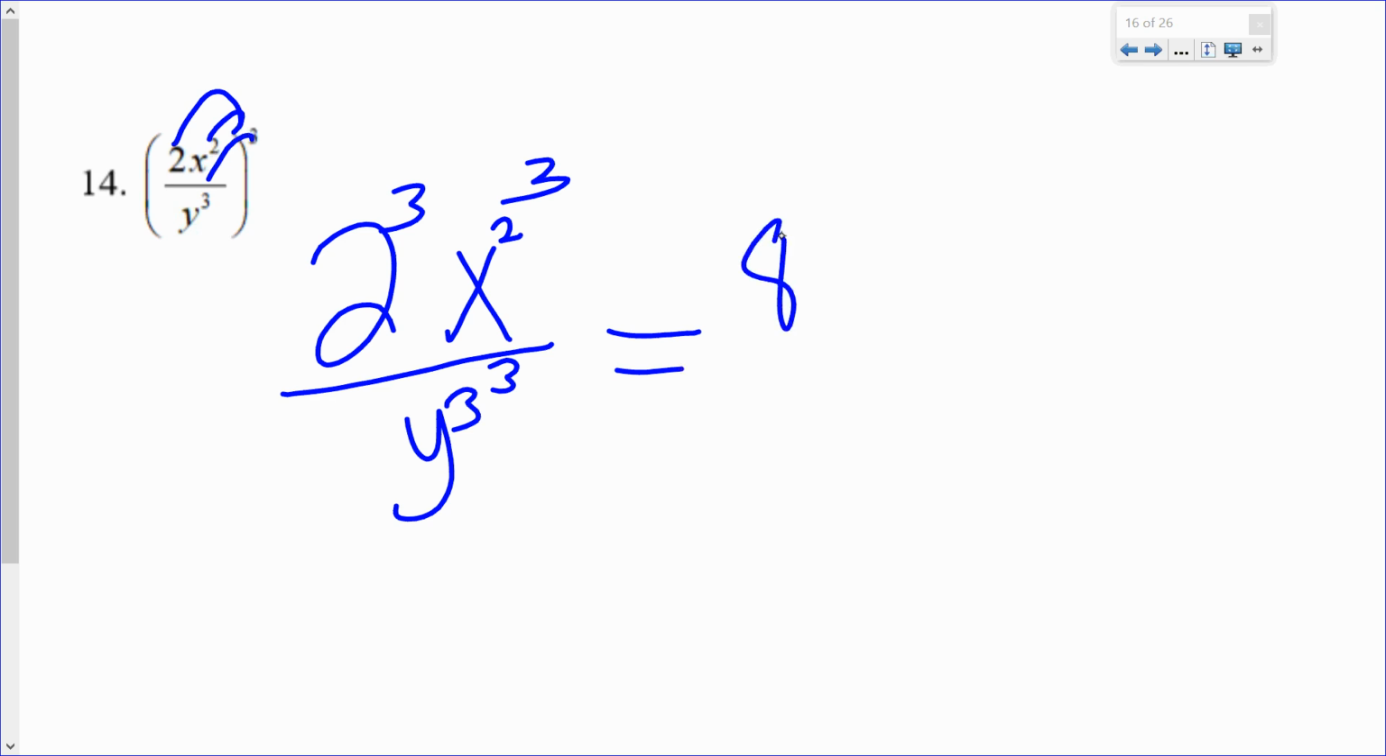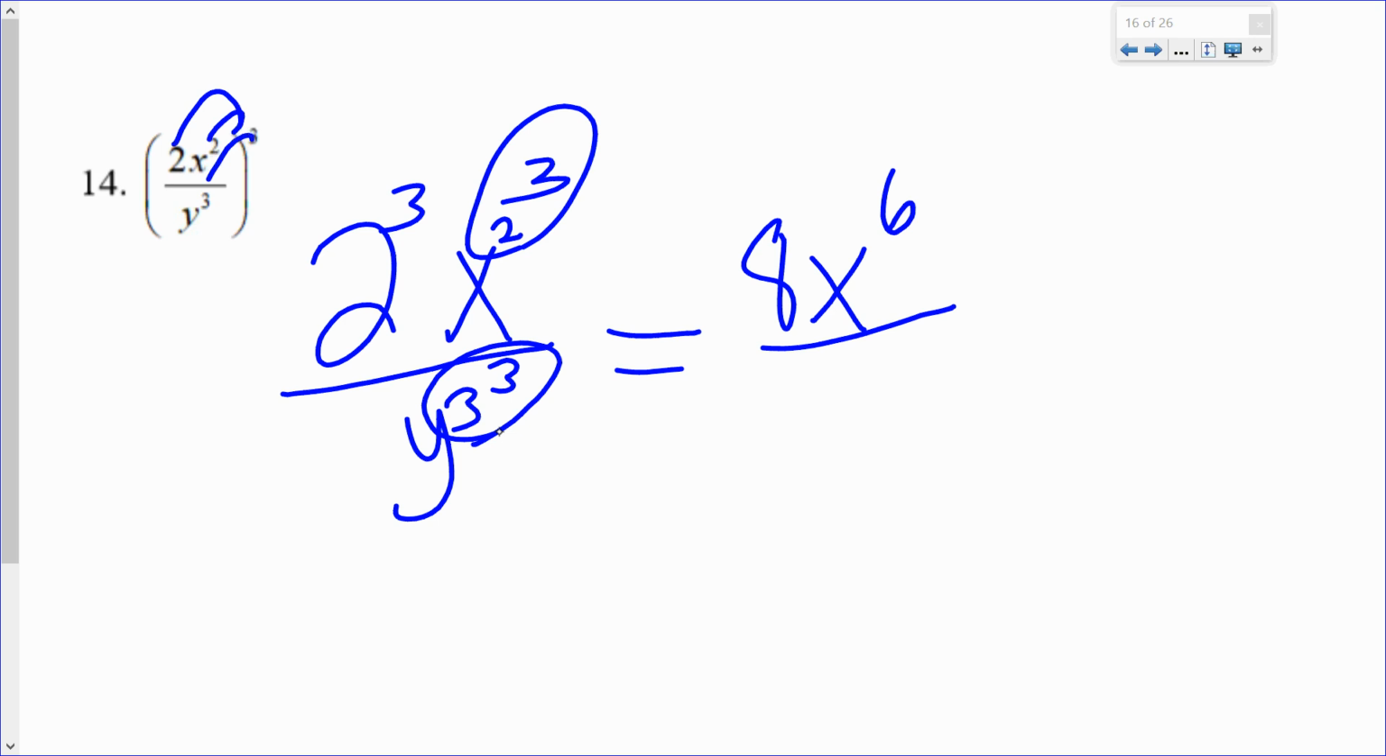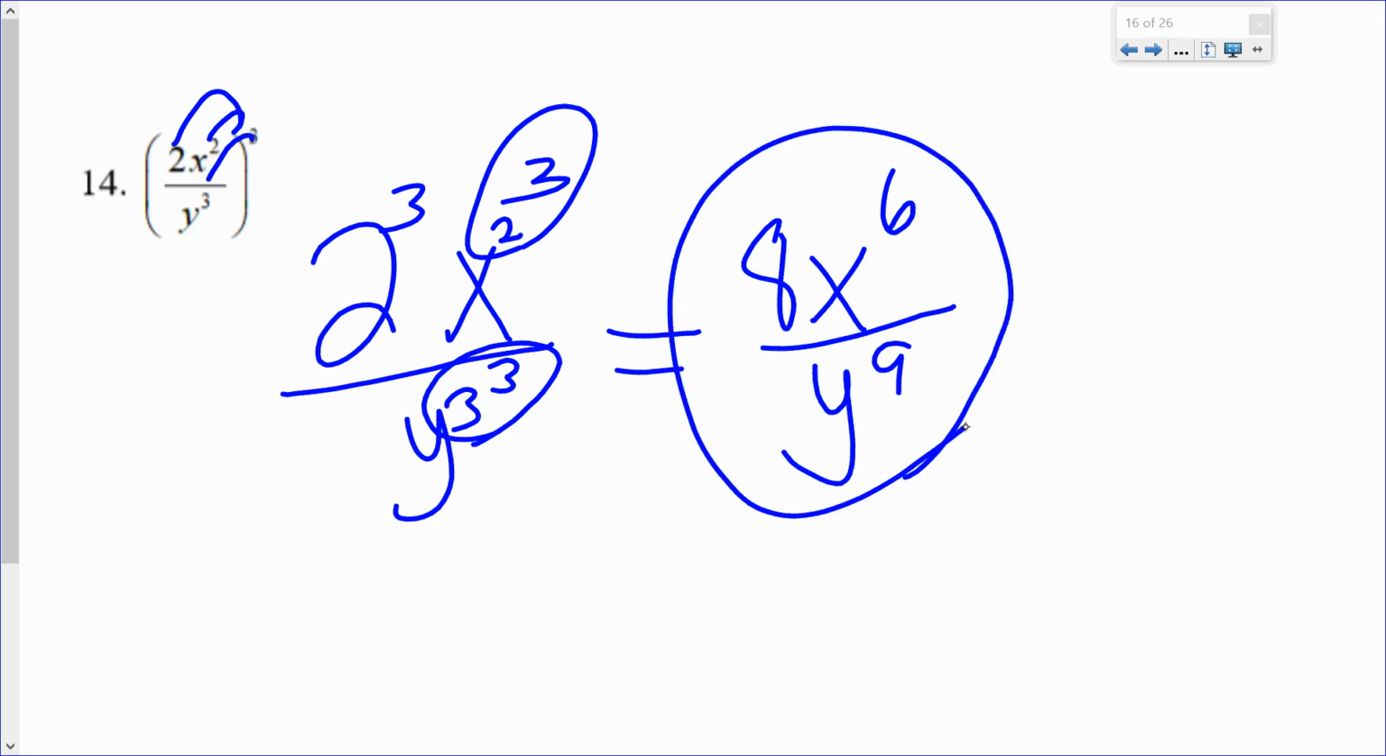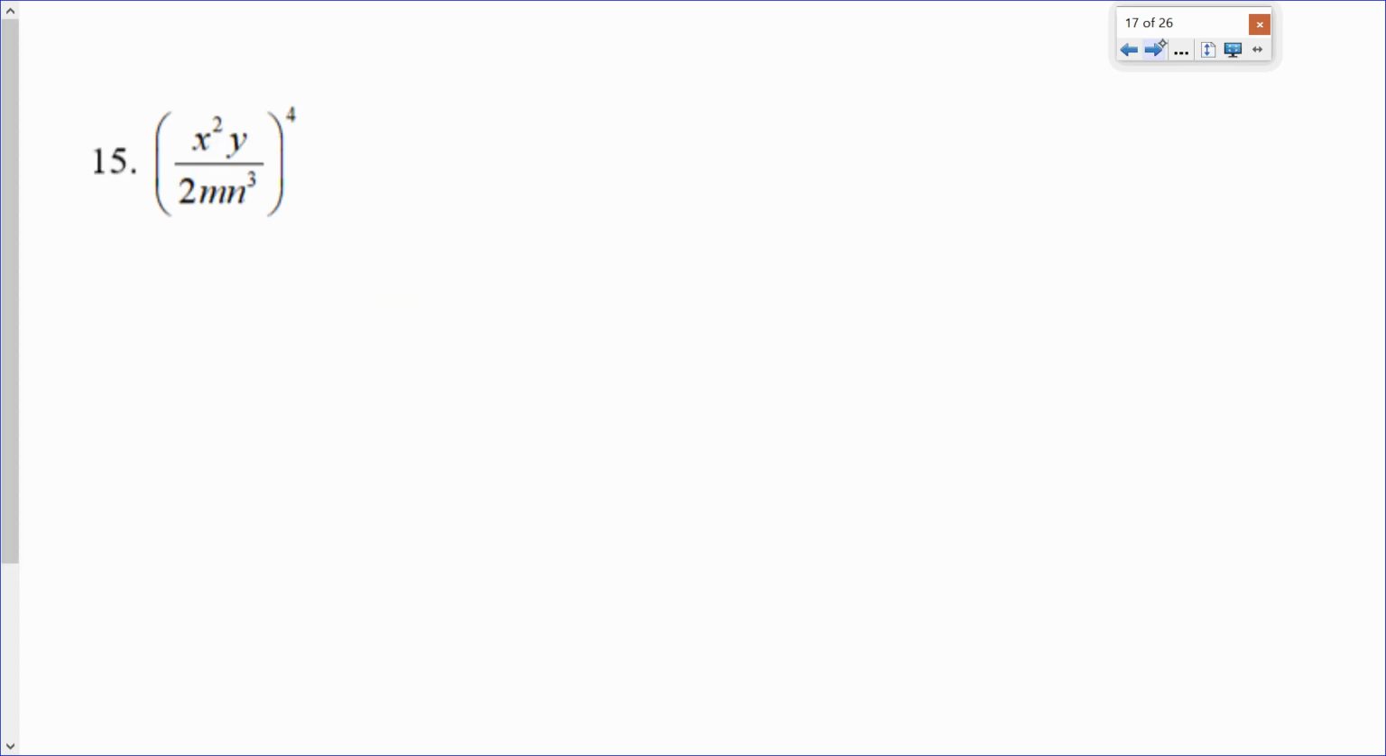When I raise a power to a power, I multiply the powers. 2 and 3 is 6. When I raise a power to a power, I multiply the powers. Y to the 9th. Why don't you try number 15 on your own? I'll give you about 30 seconds.